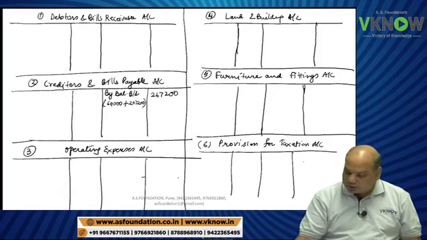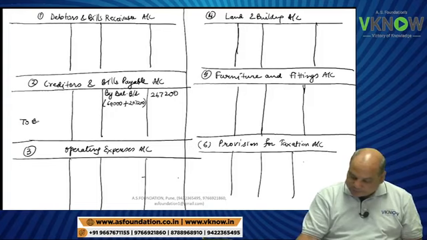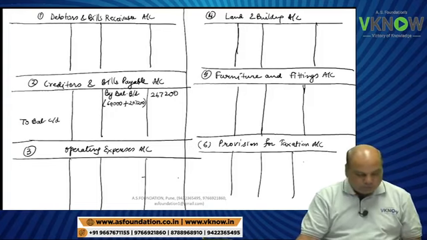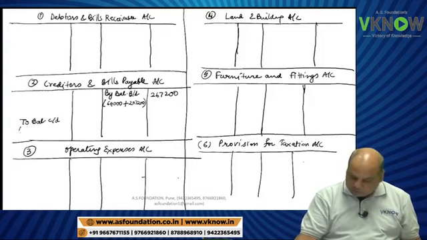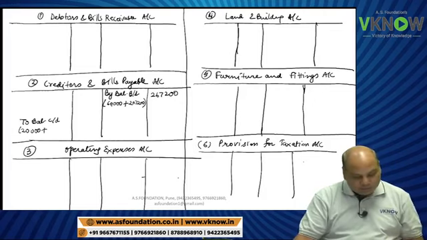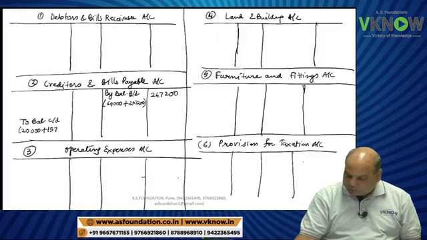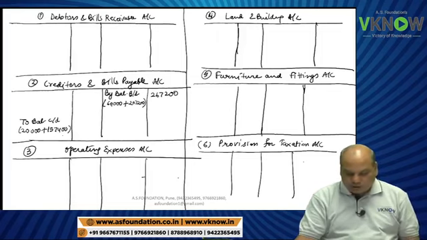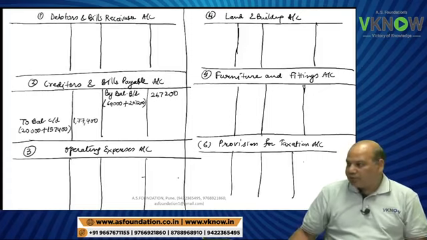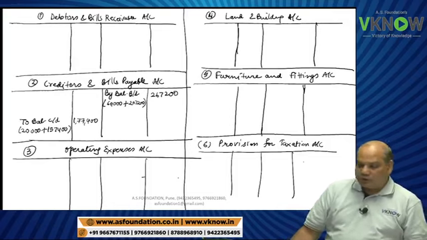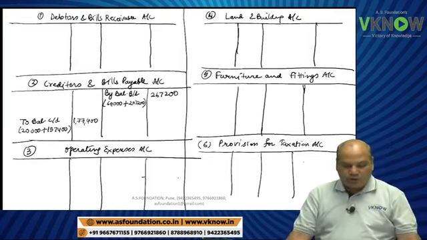And to balance carried down on the debit side, closing balance of bills payable 20,000 and creditor is 157,400, and that is equal to 177,400.